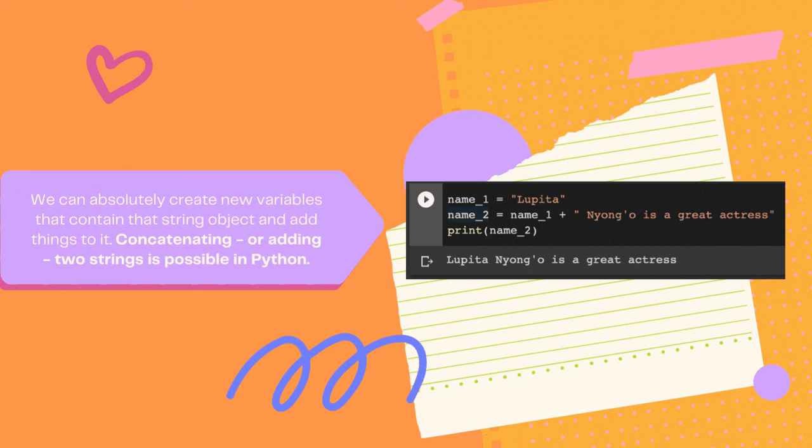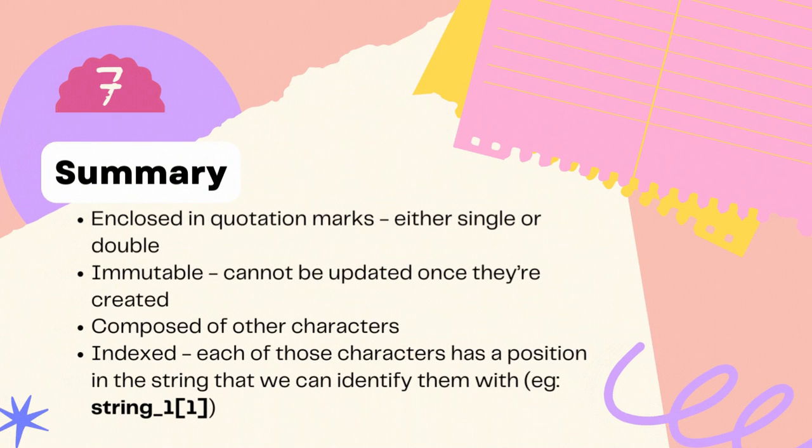The term we most commonly use to describe strings is that they are immutable. This means that once we make the string object, we cannot update it. So that was a lot of information, and let's do a summary page before we get to our content breakdown.